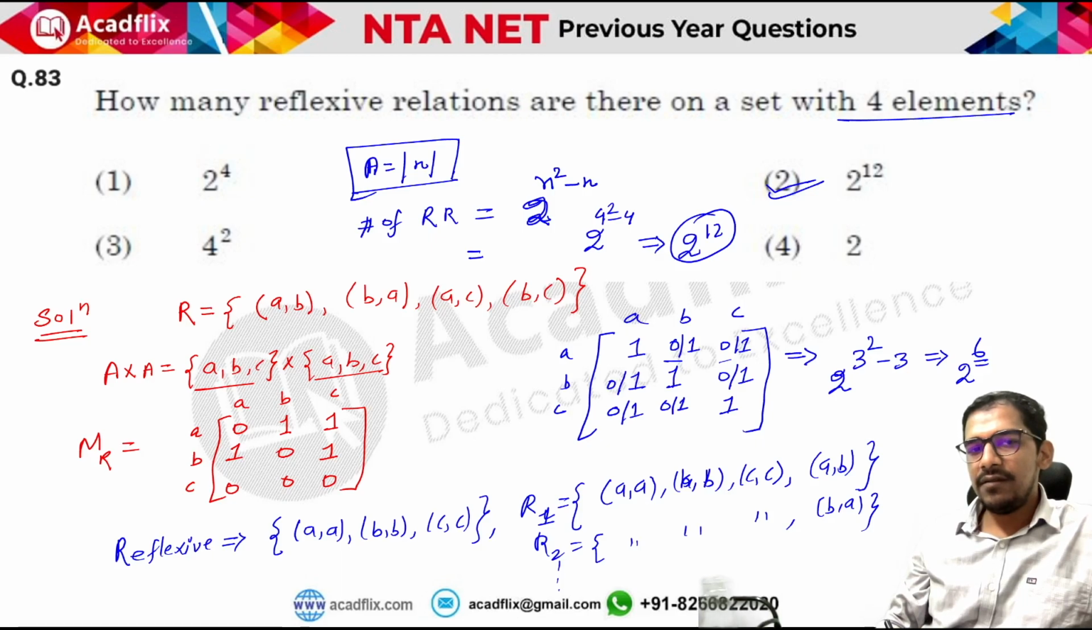Same thing you can try with the symmetric relations. You can find out how many symmetric relations there can be. In case of a symmetric relation, if AB is in the relation, then BA also needs to be in the relation. That means the lower triangle matrix will be equal to the upper triangle matrix.